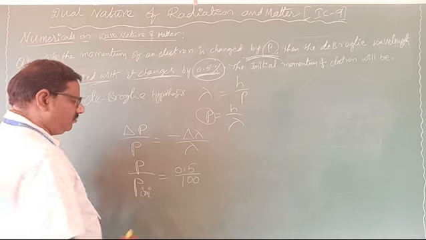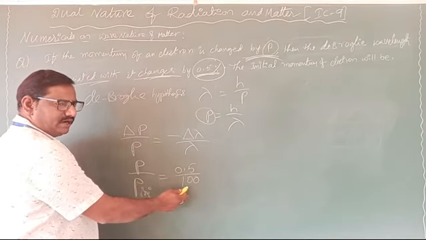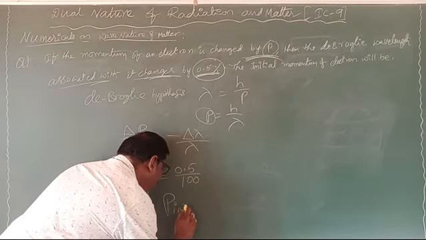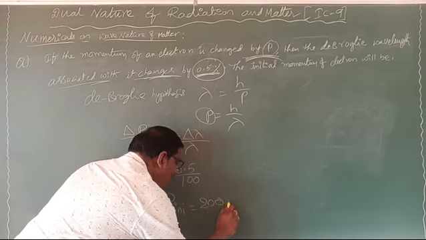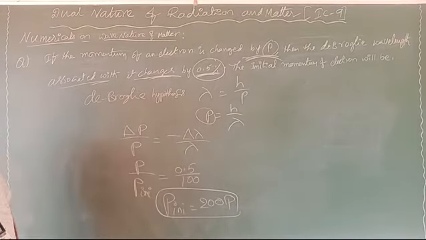Then measure 0.5 means 1 by 2. The 2 will come down. Then 1 by 200. So you can take this side, then P, the initial momentum, equals 200 P. Okay, you can solve it like this. Very simple sum.